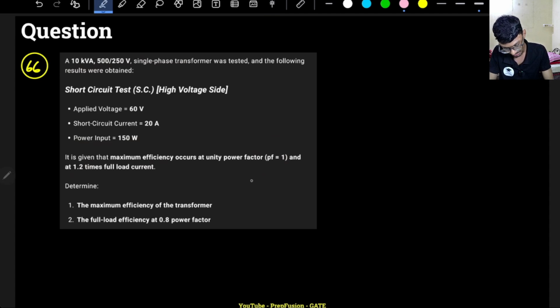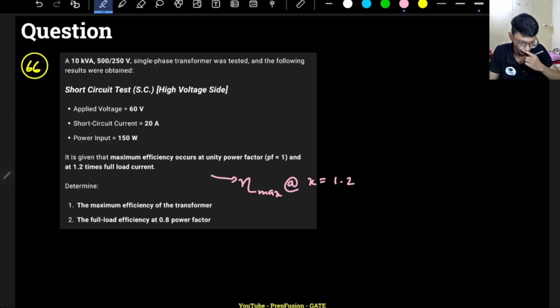So basically efficiency is maximum at x equals 1.2 times the full load current. Okay, that is what my efficiency is. So my x, right, x is equal to what?